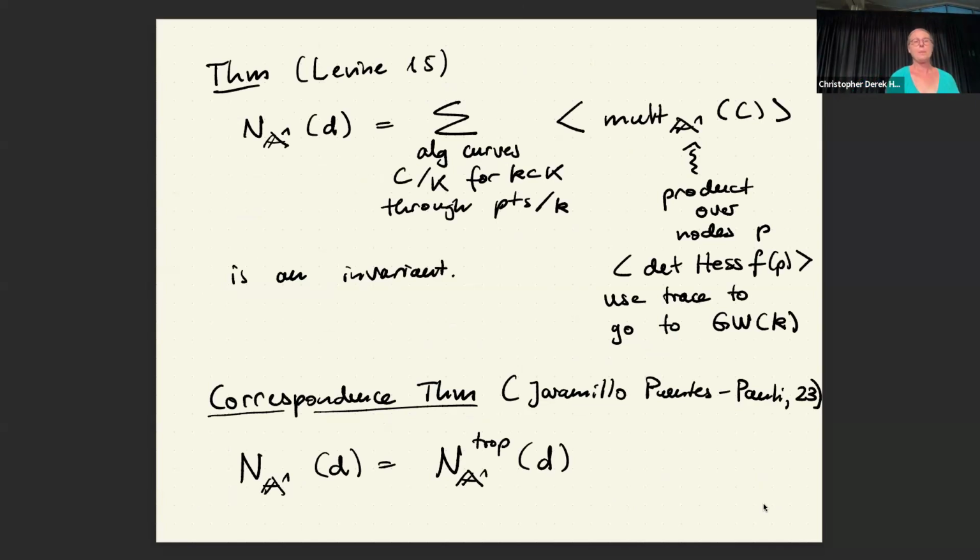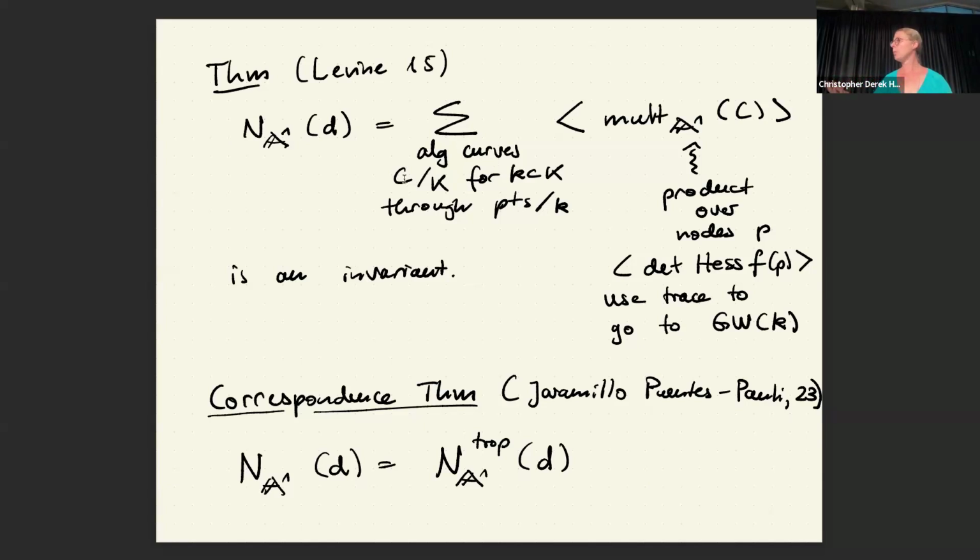Okay. So now Marc Levine studied a generalization of the curve counts that we talked about earlier. He defined this number, N A1 of D. And as I said, when we're not seriously counting, we're adding up multiplicities here. So it's a sum over all algebraic curves that go through my points. So I have some points that I fixed, that I defined over K. But then the algebraic curves, I look at the solutions for my counting problems, I do not necessarily require them to live over K. They can live over some field extension.